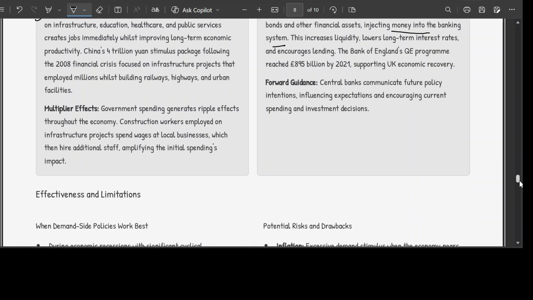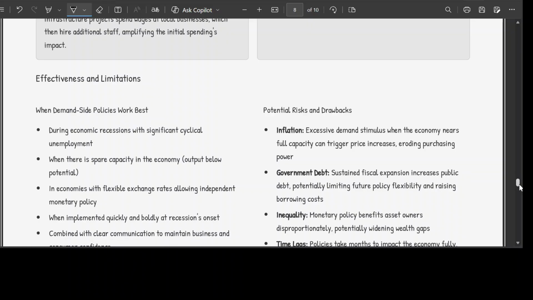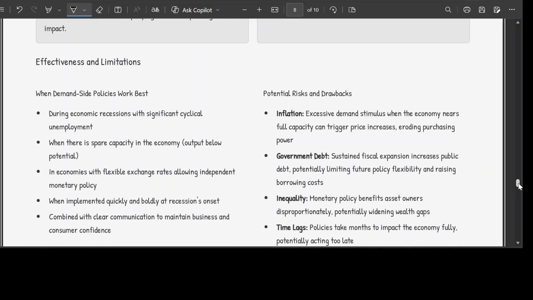Next, we have the effectiveness and the limitations of these two kinds of policies. So what happens when demand side policy works best? During a recession, with significant cyclical unemployment, there is spare capacity in the economy, in economies with a flexible exchange rate, allowing independent monetary policy. A potential risk can be inflation.